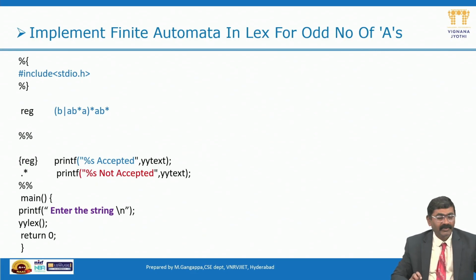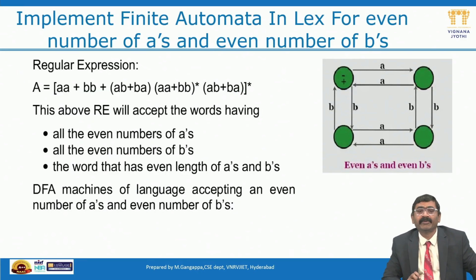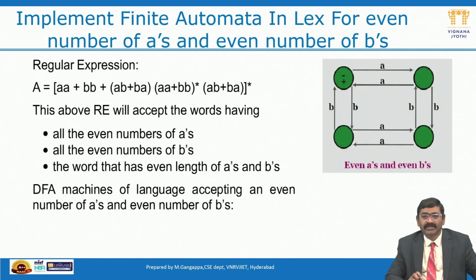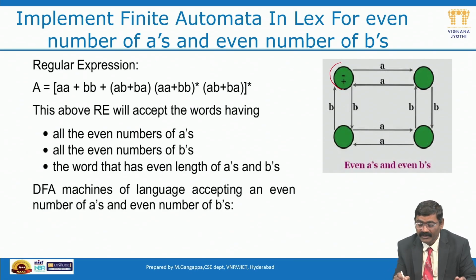So one more program, for the sake of understanding. The next program is the implementation of finite automata using the LEX language for recognizing an even number of A's and an even number of B's. First we should draw the DFA diagram for an even number of A's and an even number of B's. This is the DFA diagram for an even number of A's and an even number of B's. This is the acceptance test. This is right.